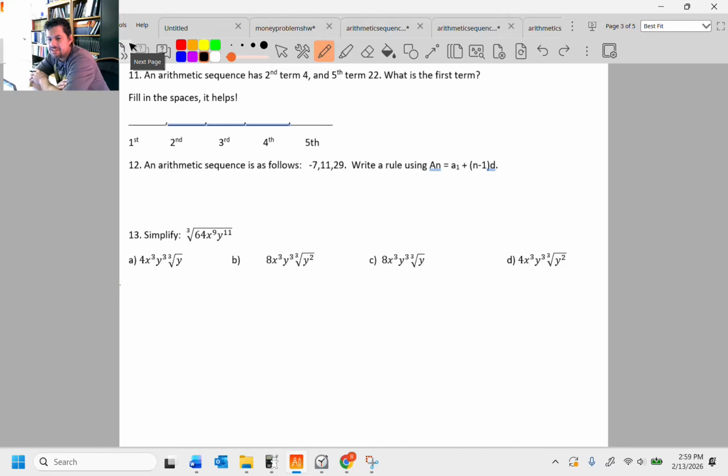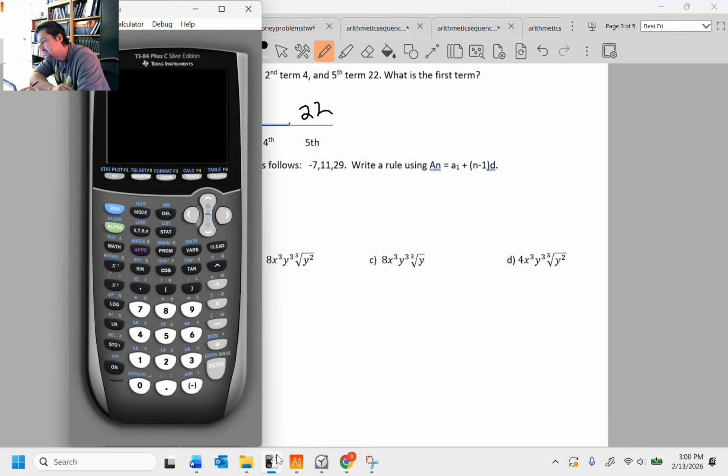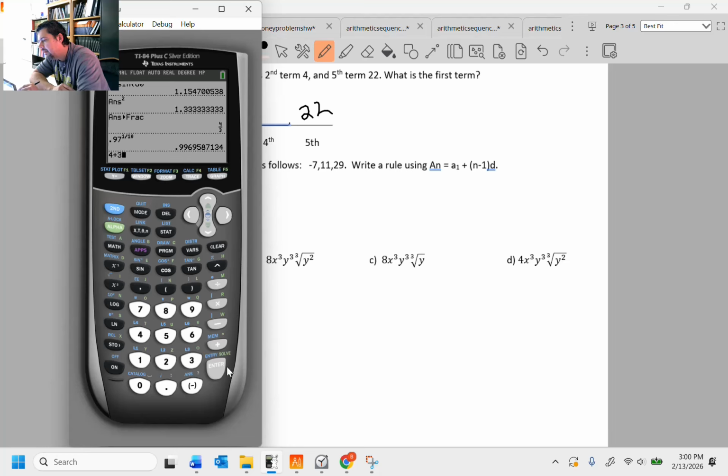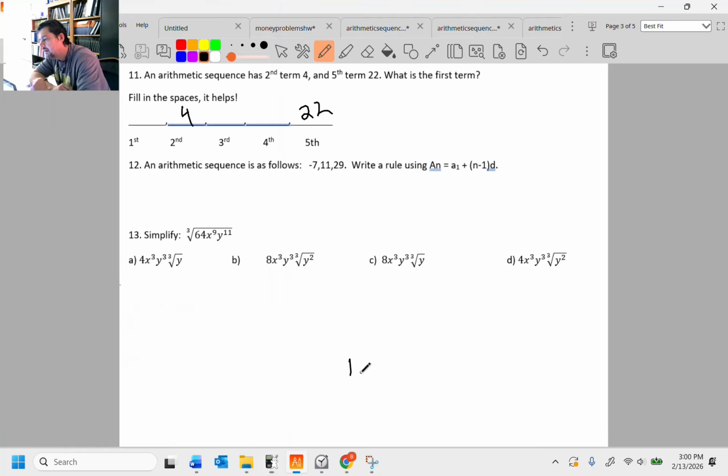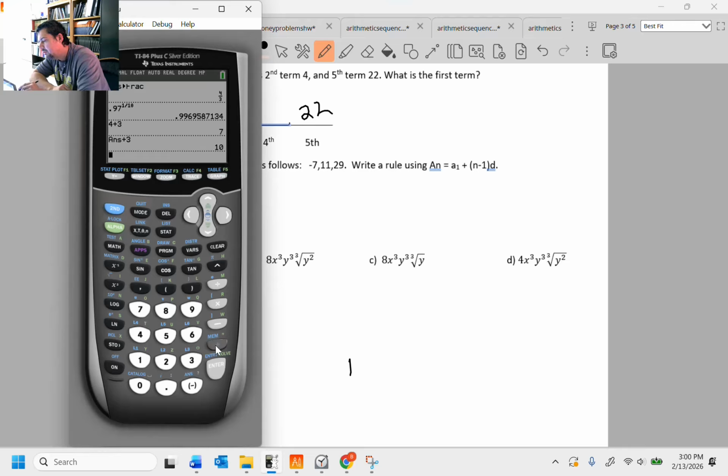Number 11, an arithmetic sequence has a second term of 4. I had kids who just left this blank. You couldn't even put a 4 where there was a second blank for you. Fifth term, 22. What is the first term? Are you telling me you can't push buttons on a calculator? You had a calculator. You can't sit there and think 4 plus 3 is 7 plus 3 again. Wasn't going to work, was it? I needed to get to 22. You telling me you couldn't just sit there and push some buttons? I hadn't graded 7th period. I had 3 kids couldn't do this.